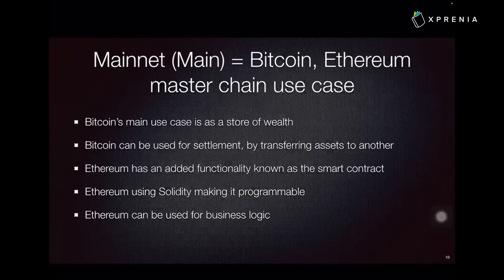So Bitcoin's main use case is a store of wealth. Bitcoin can be used for settlement by transferring assets to another. Ethereum has an added functionality known as smart contracts, using Solidity, making it programmable. It can be used for business logic.